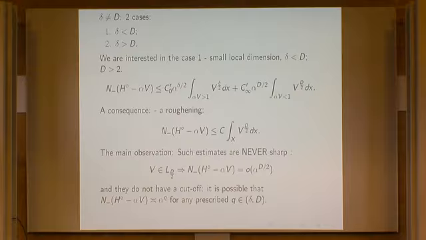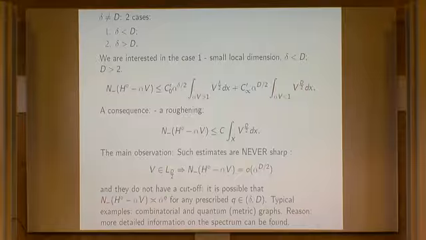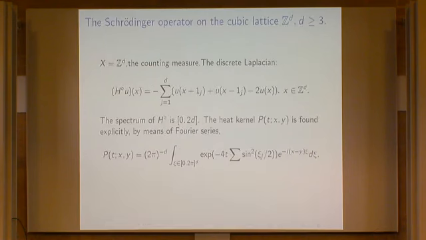So instead it is possible, by the choice of v, to get the number of eigenvalues to have any prescribed order between local and global dimension. So the question is to find some better results about some more concrete situation here, and typical examples which we are going to consider here are combinatorial and quantum or metric graphs. The reason is that more detailed information can be found than in the general case.